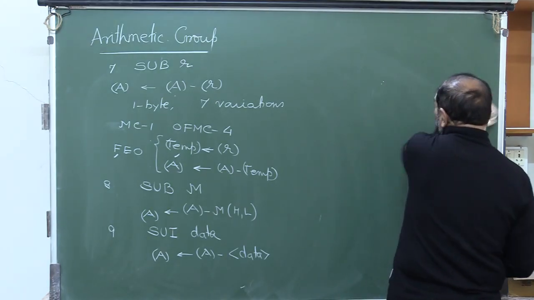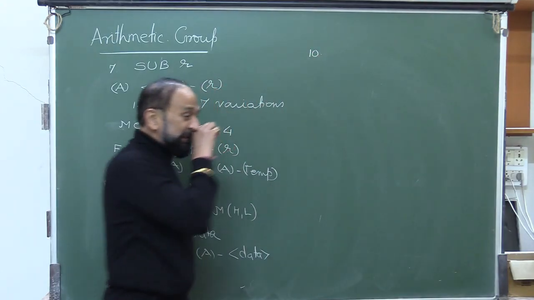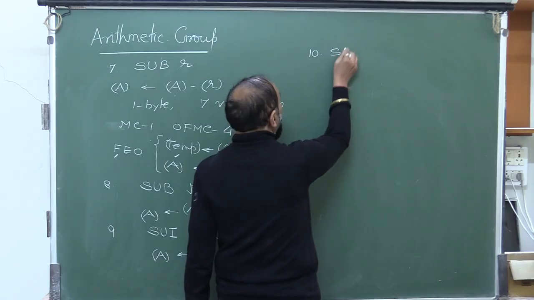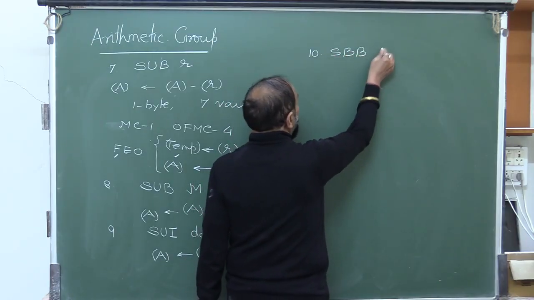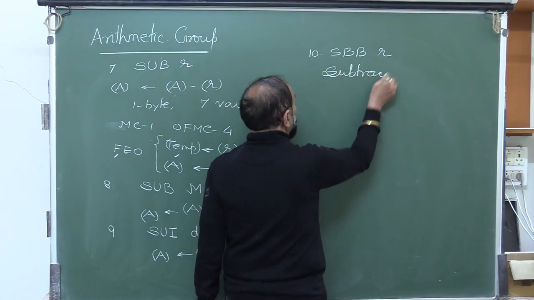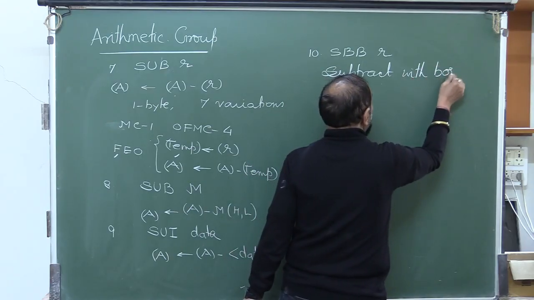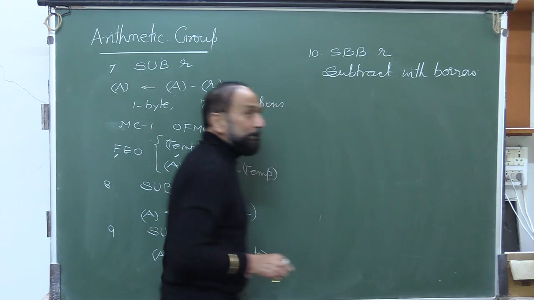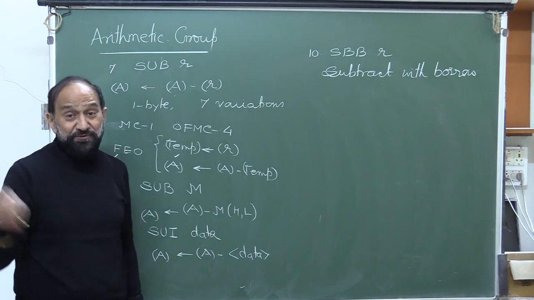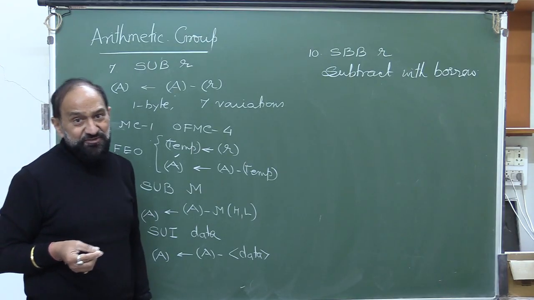Similar to these subtract instructions, you have subtract instructions with borrow. So SBBR is subtract with borrow. The initial carry is taken into account. If you want multi-byte subtraction, then this particular one is required.